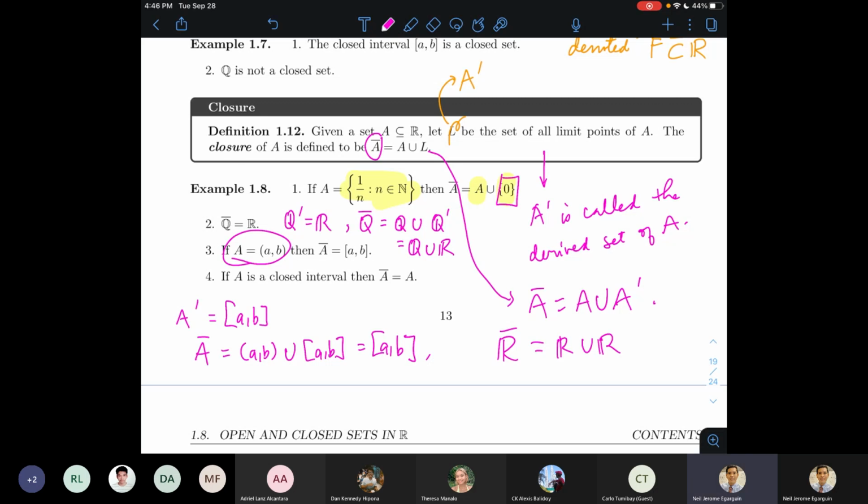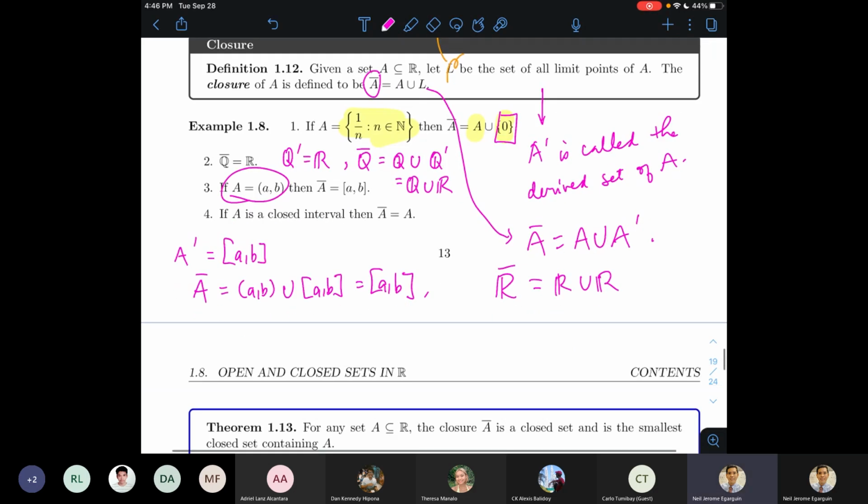All right. Any questions so far? Wala naman. Walang magre-react. Okay.